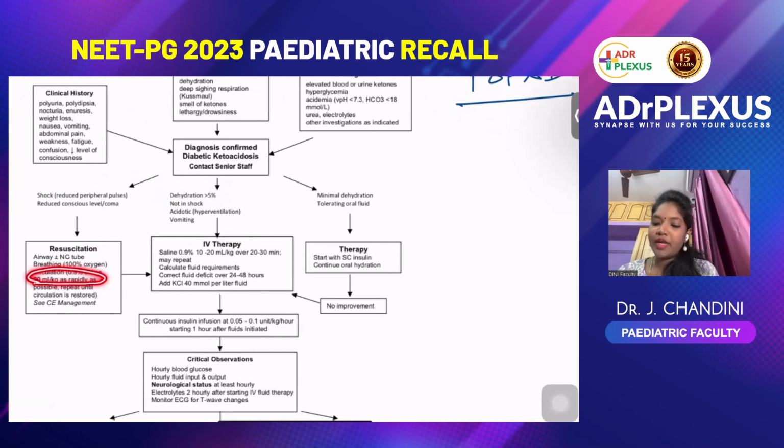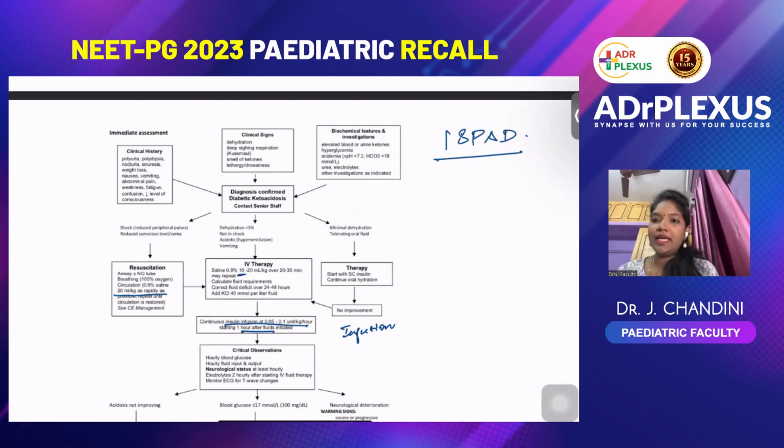Okay, 20 ml per kg of fluid and not 10 ml. So if the scenario is shock, you will give 20 ml per kg of fluid. If the child is not in shock, you will go with 10 ml per kg over 20 to 30 minutes. After that, you will give continuous insulin infusion after 1 hour of fluid. Clear? So ABC followed by fluid and then insulin as infusion and not as bolus. So this is the treatment of DKA.